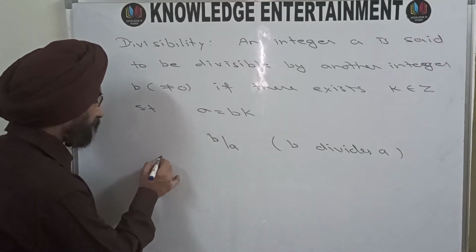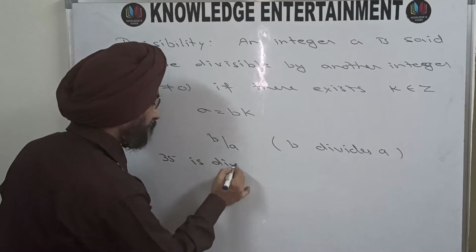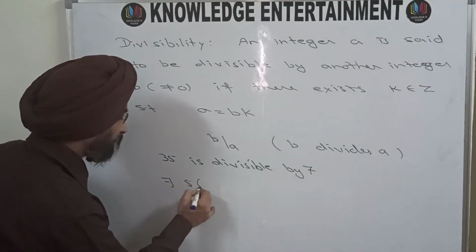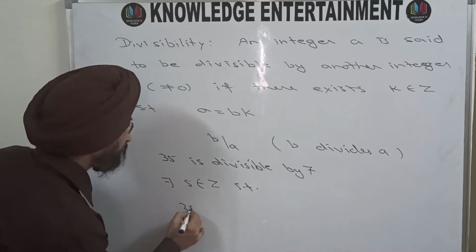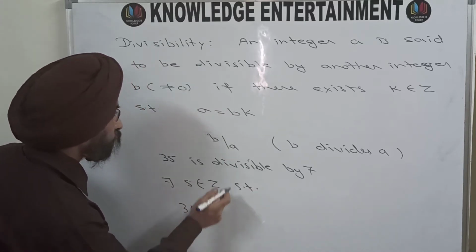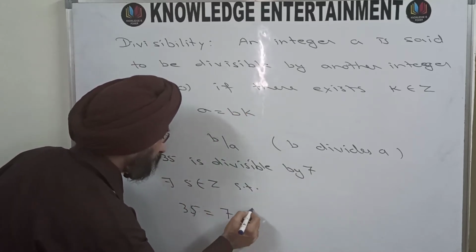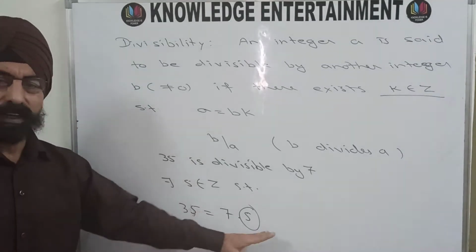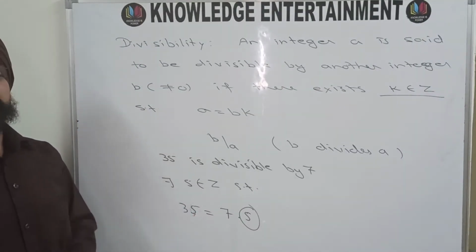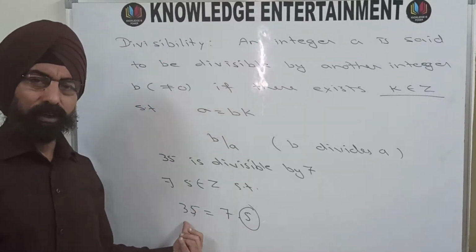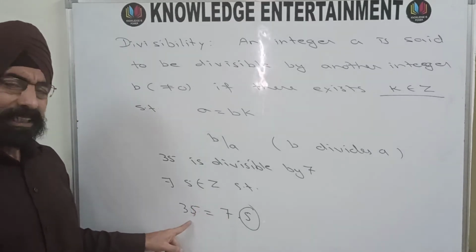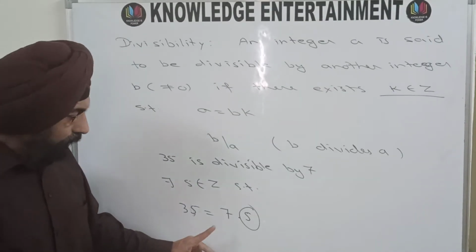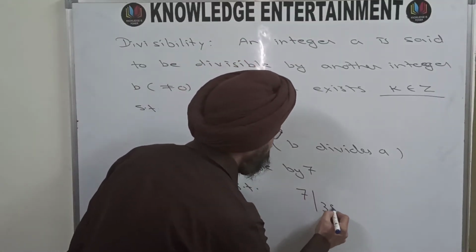For example, 35 is divisible by 7. Why? Because there exists the integer 5 such that 35 is equal to bk. b is 7, so 7 times 5. This 5 is your k. I said that there exists some integer satisfying this property. So 35 is equal to 7 into 5, so 7 divides 35. In fact, every factor of a natural number divides the natural number. 7 divides 35 as well as 5 divides 35, because in that case 7 will become your k.